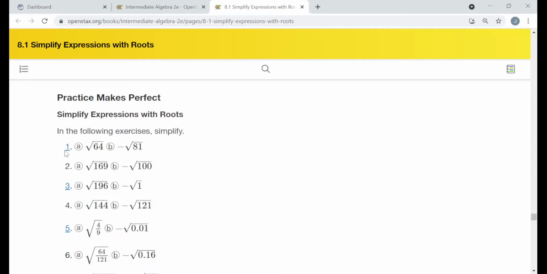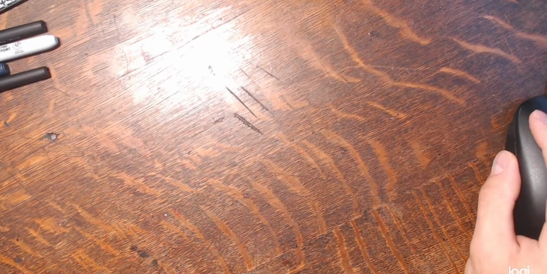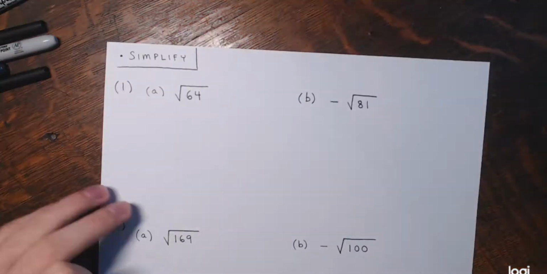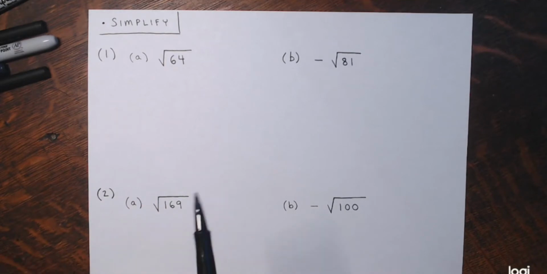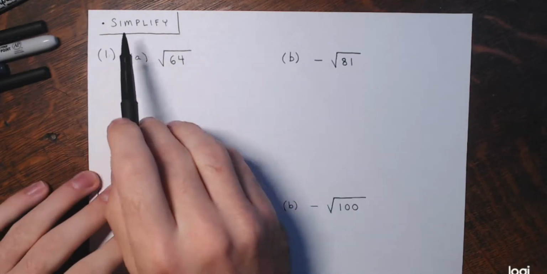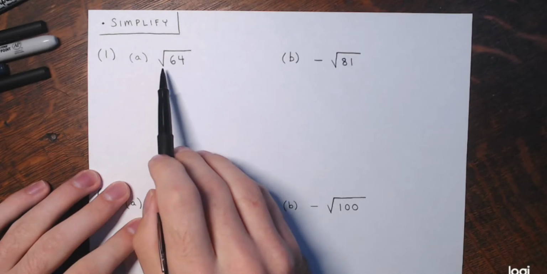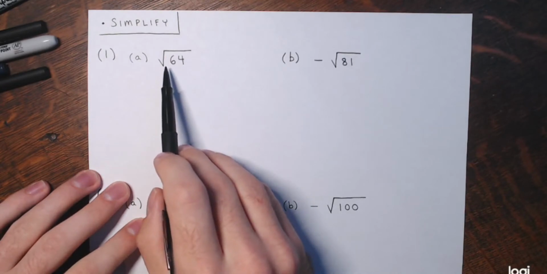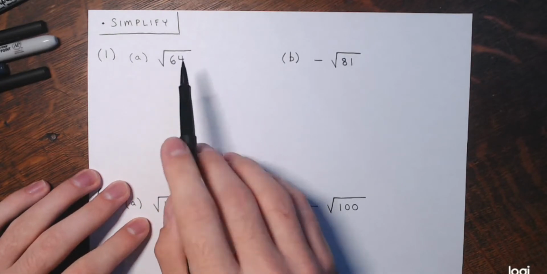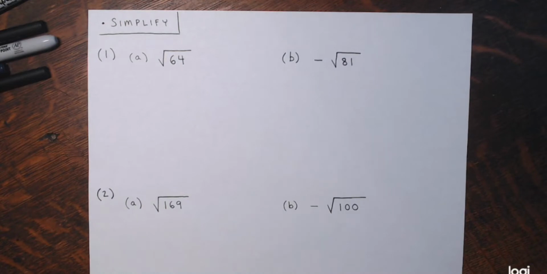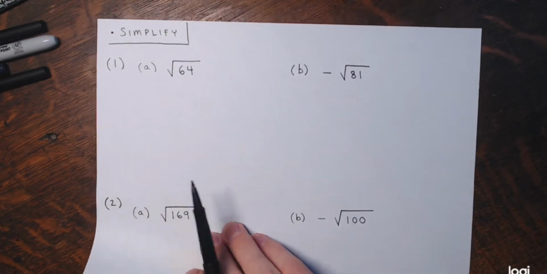Alright, so example 1, exercise 1. Let's pull up some paper here. I've written them out. Now, in every single one of these exercises, we're asked to simplify what's called a radical or a root, which you see this symbol here. Actually, before I get into all these questions, I want to give a little lesson on roots and radicals.